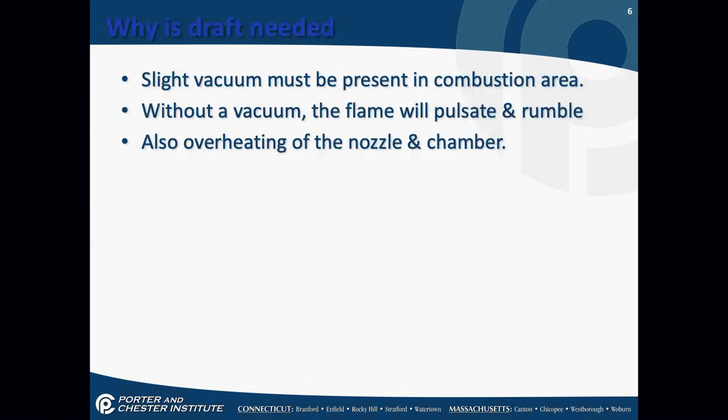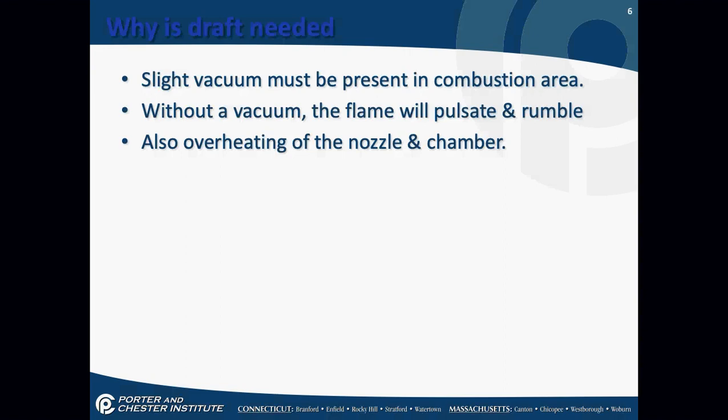Now, why do we need draft? We have to have a slight vacuum present in all the combustion areas. Without the vacuum, the flame will pulse and rumble. It will also overheat the chamber. So in other words, my chimney and my combustion area is always under a slight negative pressure from the room around it.